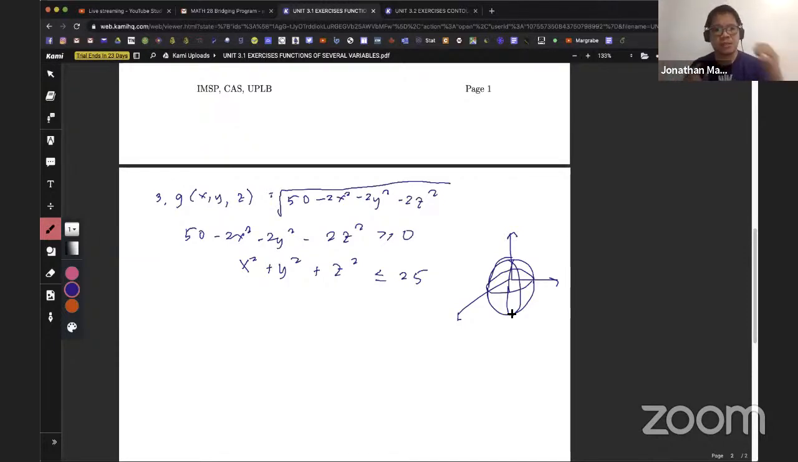Okay? Between these two regions, region 1 and region 2, which do you think will satisfy the inequality? Again, my question is between these two regions, region 1 are the points inside the sphere, and region 2 are the points outside the sphere. Which of these two regions will satisfy the inequality?